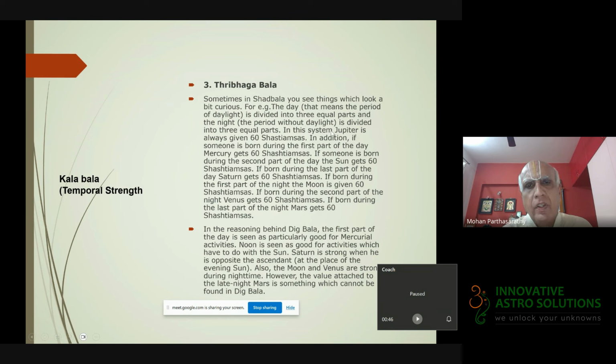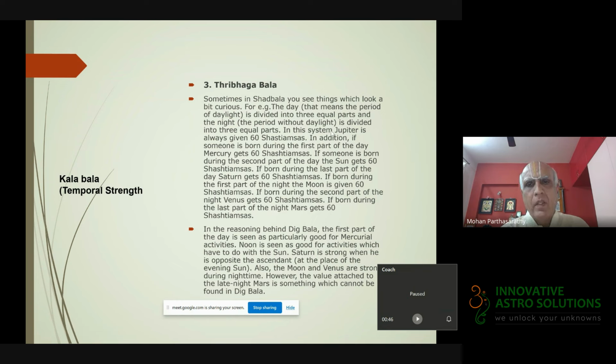in this system, Jupiter is always given 60 Shashtiyamsas. In addition, if a person is born during the first part of the day, Mercury gets 60 Shashtiyamsas. In the Tribhagabala period, or first part, in the case of a person born in the first part of the day, Mercury is assigned 60 Shashtiyamsas. If someone is born during the second part of the day, Sun gets 60 Shashtiyamsas. If a person is born in the last part of the day, Saturn gets 60 Shashtiyamsas.